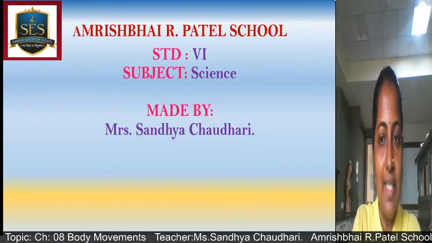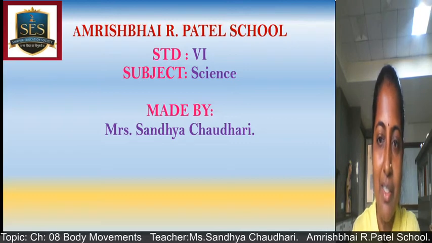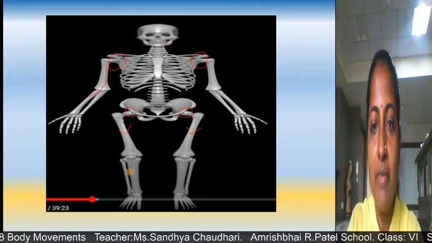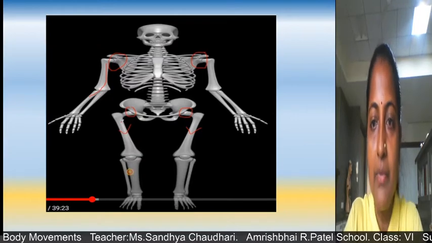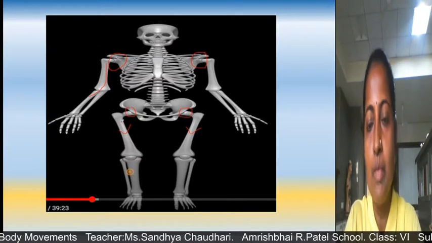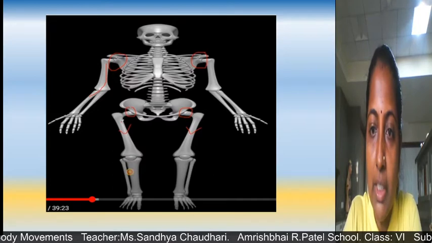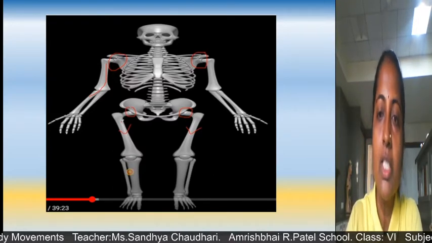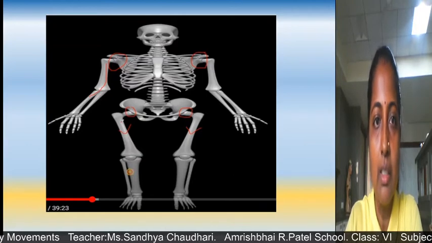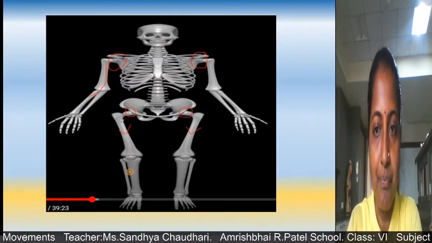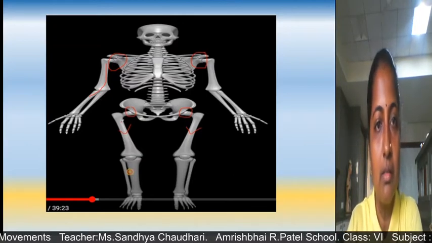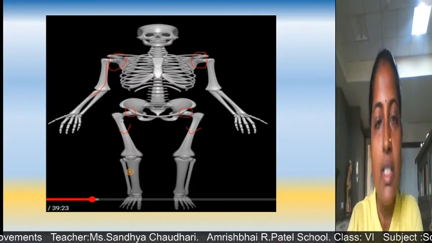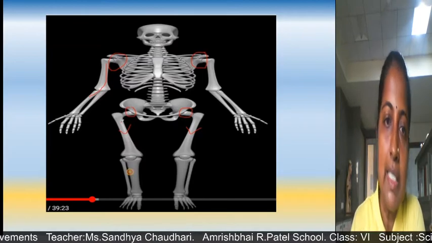So again we will start with 6th standard science subject. Next topic. Students, in the previous video we have seen different types of joints. We have seen ball and socket joint, hinge joint, different types of joints. We have seen fixed joint. Now in this video we have to see about the skeletal system. So today we will see what is skeletal system, what are its different parts and what is its function. So today we will see skeletal system.